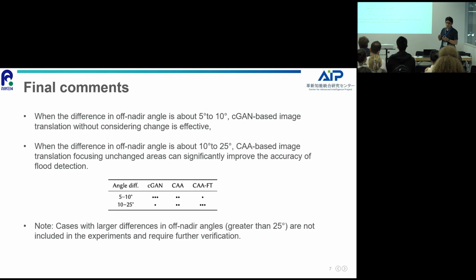Of course, we haven't analyzed the whole spectrum of differences. We could only get data with a larger difference of 25 degrees or so. So there is more study to do in this part. Okay, this is my last slide. Thank you.